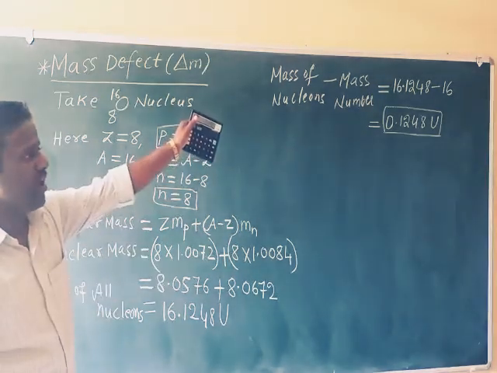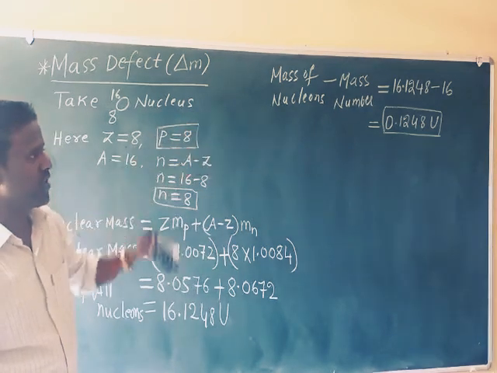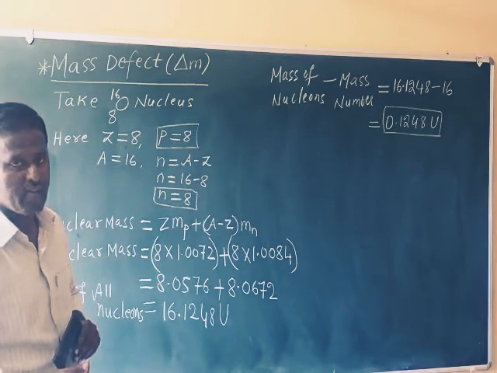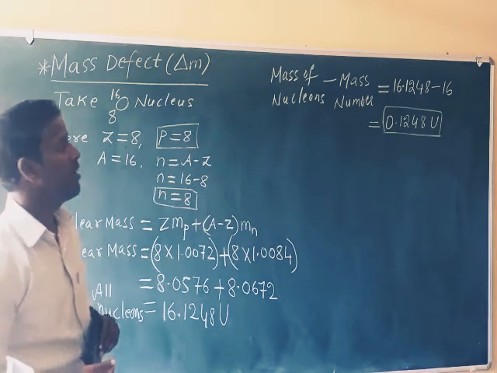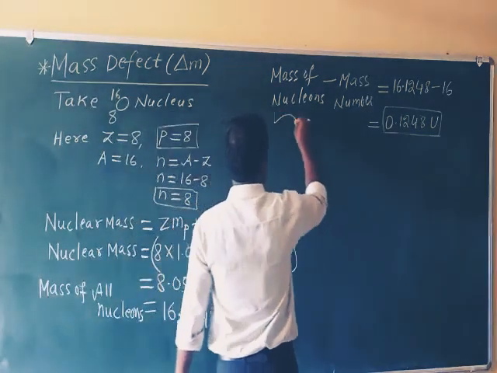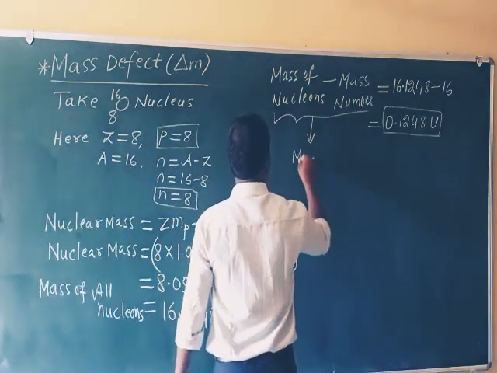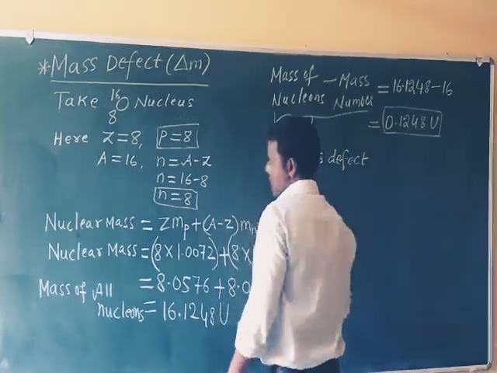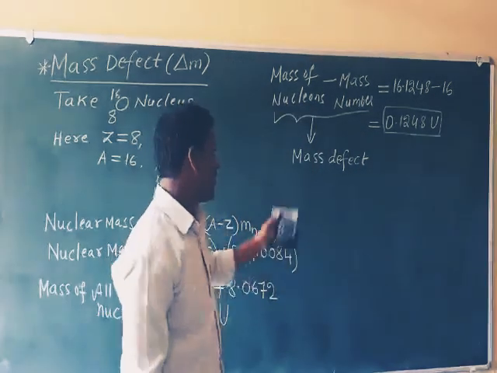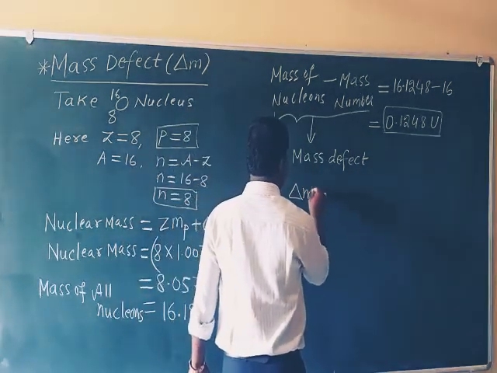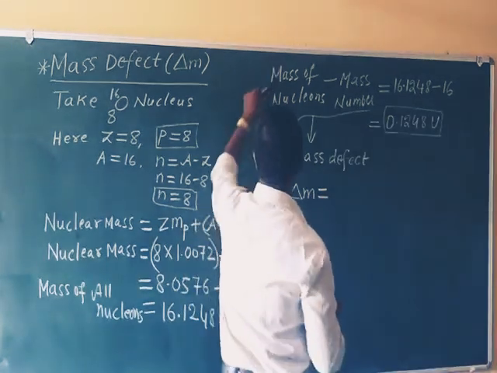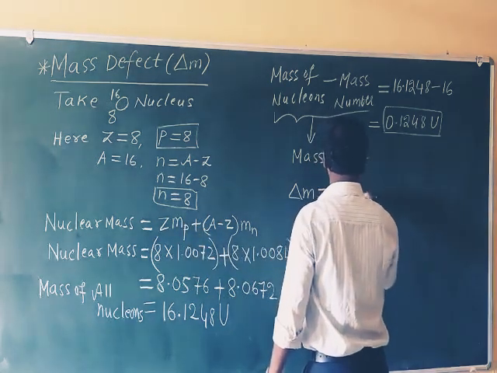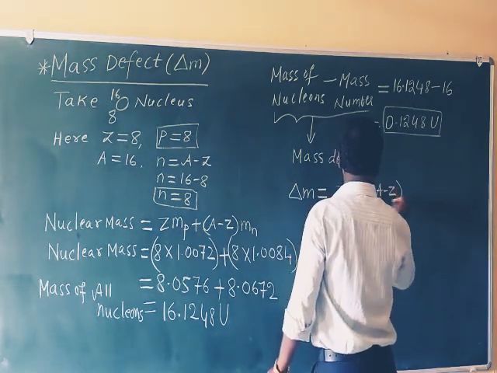So this amount of mass is converted into energy according to Einstein's mass energy relation. This is called mass defect, a difference that occurs in mass. Mass defect is delta m equals mass of nucleons, and the formula for mass of nucleons is Zmp plus (A minus Z)mn.